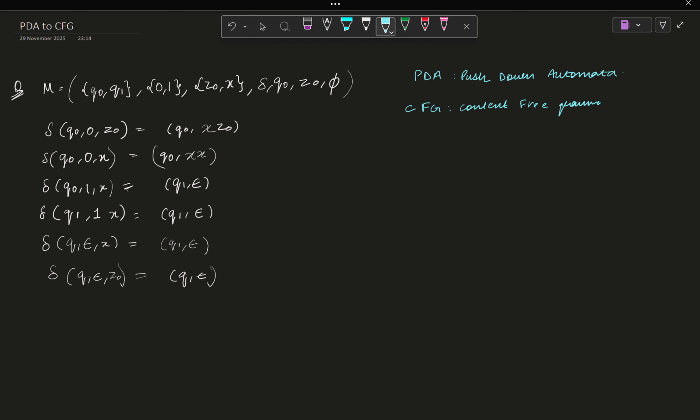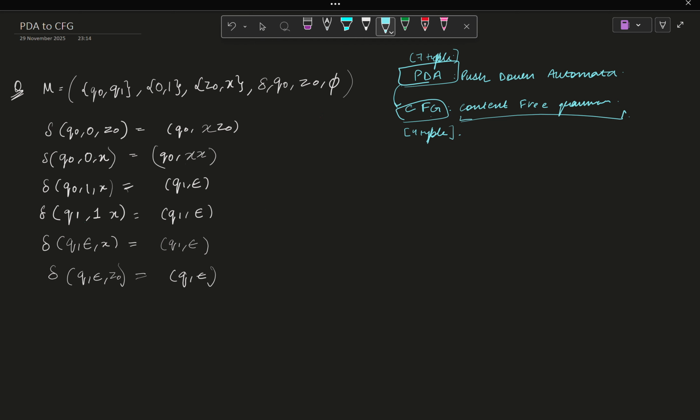So what a pushdown automata does is that it is an abstract machine. It is an abstract mathematical model which accepts context free language, which is made up of context free grammar. For context free grammar, we have four tuples to define it, and seven tuples to define a pushdown automata. So today in this video we're going to be learning how we can convert a pushdown automata, which is a seven tuple machine, to a context free grammar, which is a four tuple model. So today we're going to be exploring that.